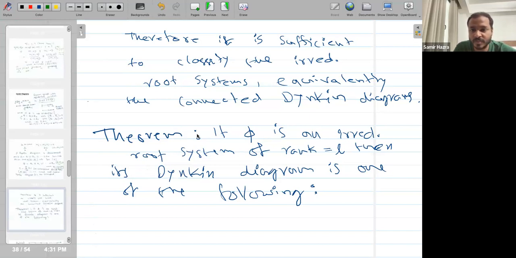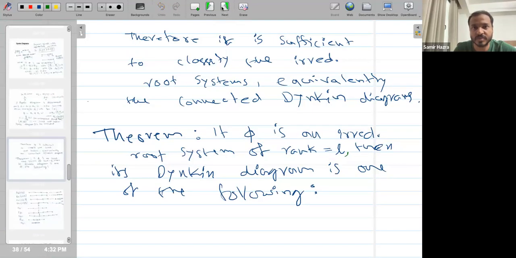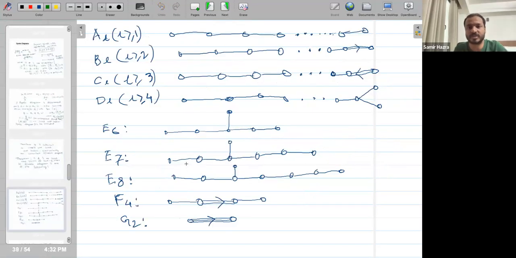So from here we can write this theorem. If phi is an irreducible root system of rank L, then the Dynkin diagram is one of the following. So basically, we are trying to write all possible Dynkin diagrams which can happen to be the Dynkin diagram of some irreducible root system. So if phi is an irreducible root system, then its Dynkin diagram is one of these. Okay. So there are 4 infinite classes.